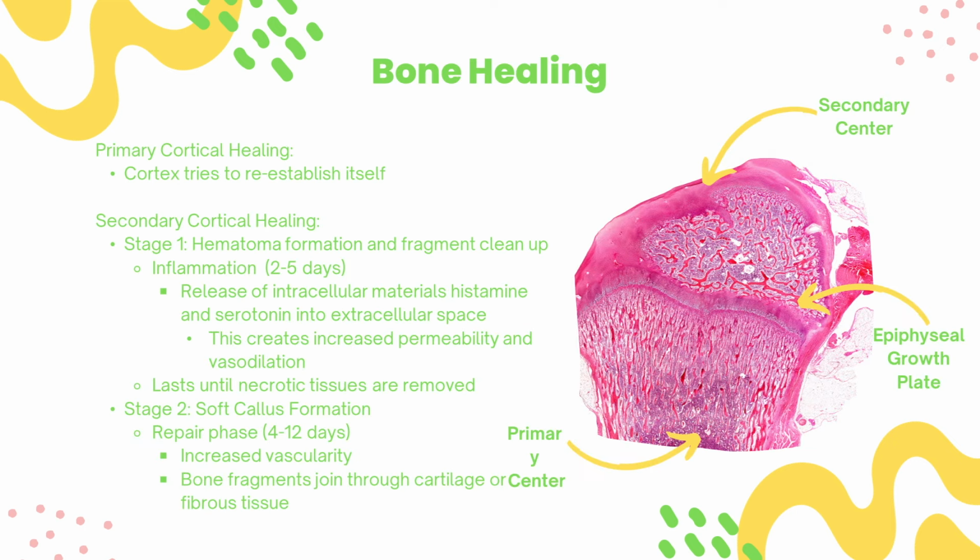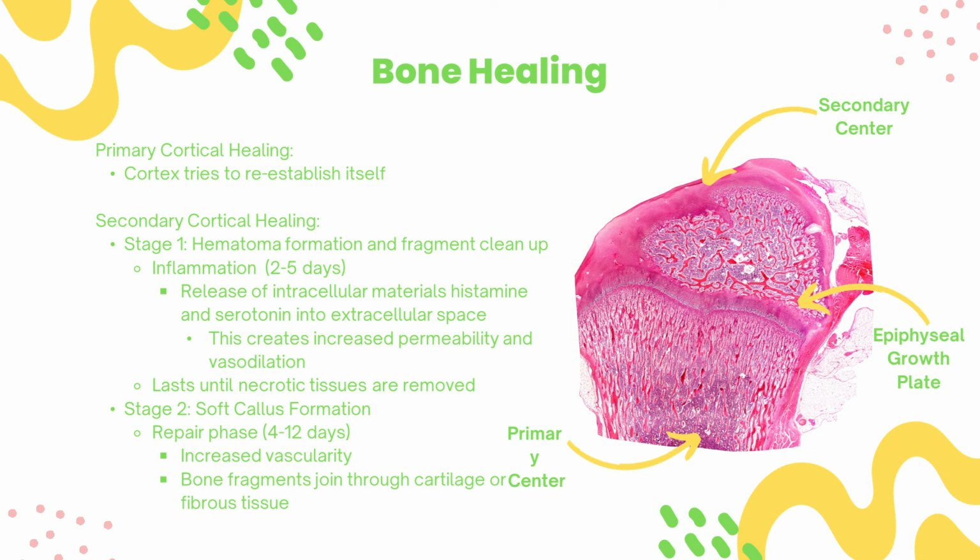And we're going to go a little bit more into the healing. So we talked about the developmental sites of the bone, but there are also different ways the bone can heal. The primary way that the bone heals is through primary cortical healing. And this is when the cortex itself tries to reestablish itself. So essentially, the developmental areas try to grow out and reestablish that bone integrity. Secondary cortical healing goes through 4 stages. And we're going to talk about those in a second.